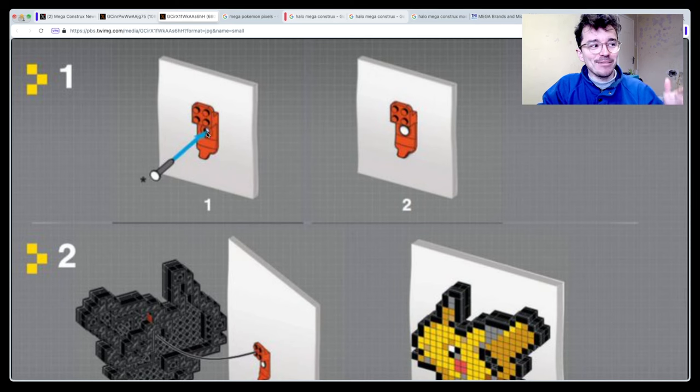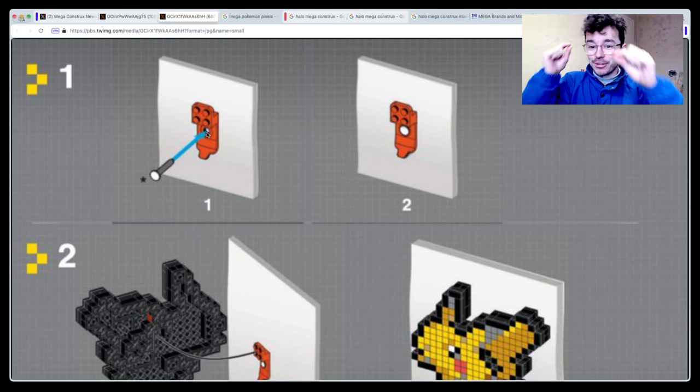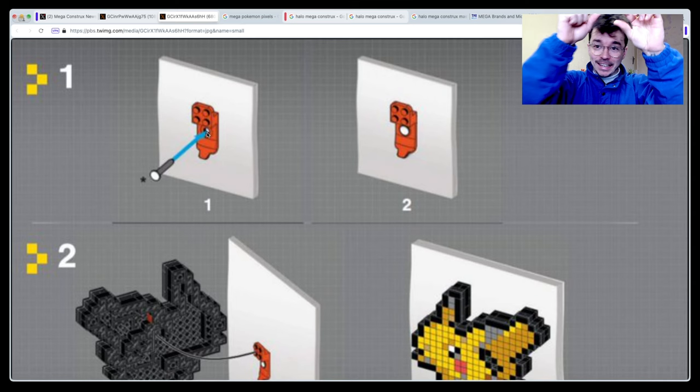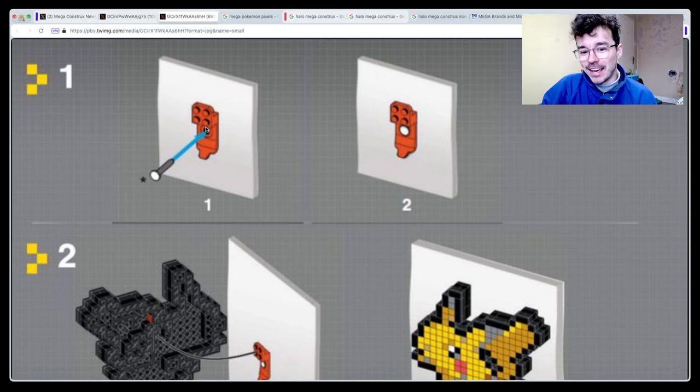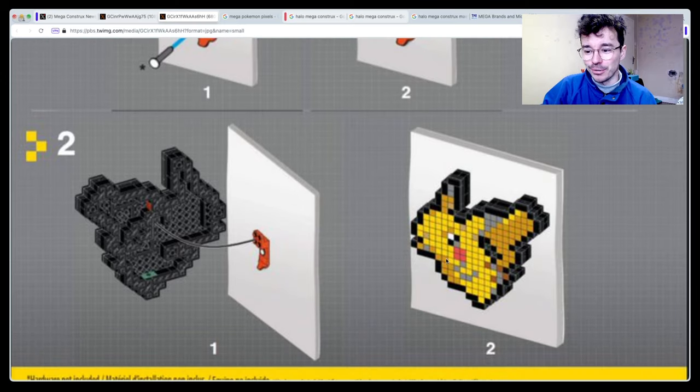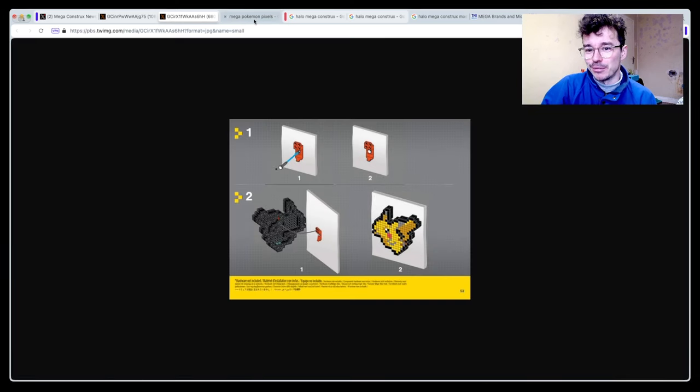I've never seen this done in the Mega community before. I've never seen someone literally do it. You could do it with any piece, you could just stick a nail through it, but this is official, it's got a hole, it shows you how to do it, and then you can mount your Pikachu or whichever Pixel Pokemon or whichever Mega set onto the wall. And I just think that opens up so many possibilities for the future.